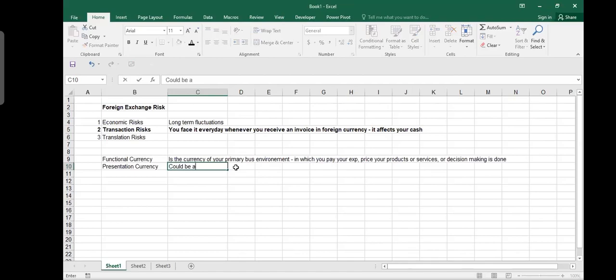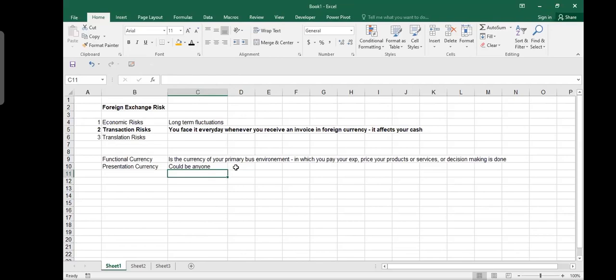Presentation currency could be any. Presentation currency means that at the end of the year, you present your financial statements in some currency. For example, you are working in UAE, your functional currency is dirham, but when you do reporting for head office, you do it in USD, because your shareholders sitting in head office want USD. They have their own investments and liabilities in USD, they think in USD because they have been using USD. So presentation currency, you can decide anything.